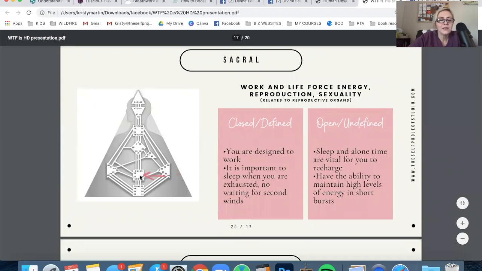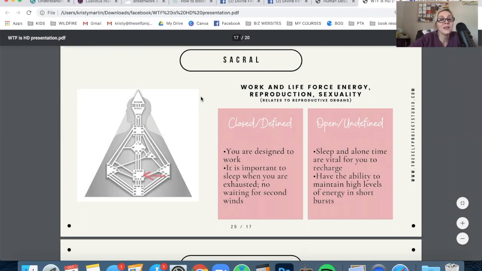Sacral, that's going to be this middle-ish square. This is all related to work and life force energy, reproduction, sexuality. Anatomically, this relates to the reproductive organs. If you have this center closed and defined, you are designed to work and you have got the energy to do it. It's important to sleep when you're exhausted. Don't wait for your second wind because your energy is not designed to do that. You're not going to have access to that pure, raw energy.